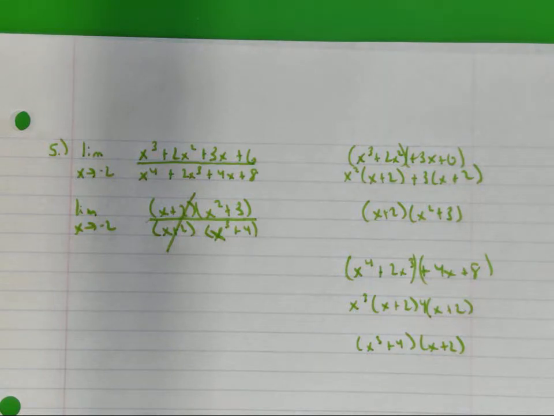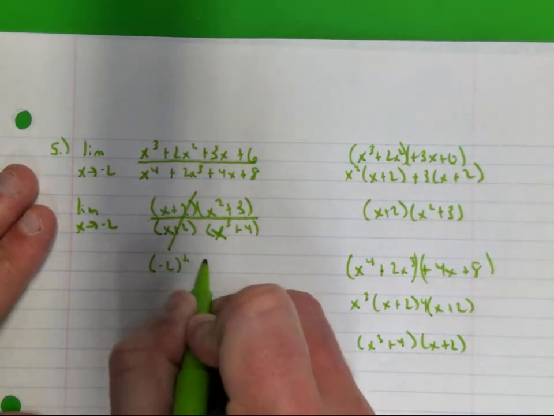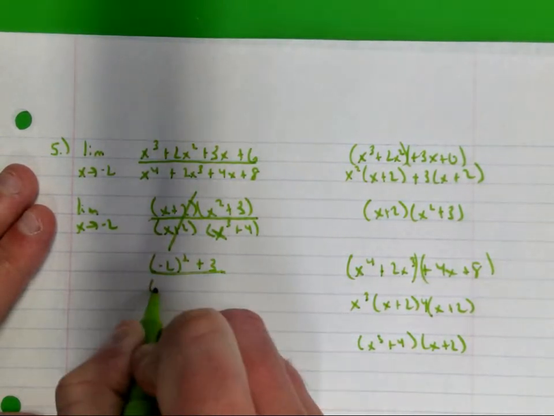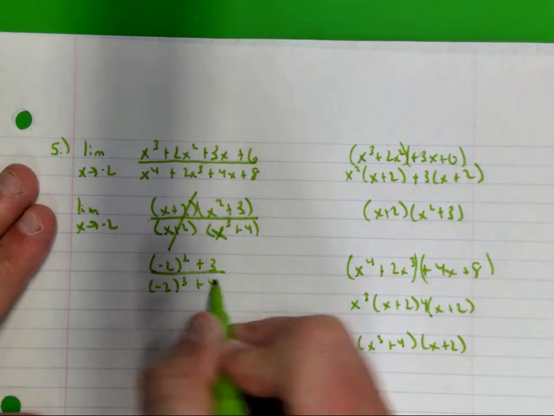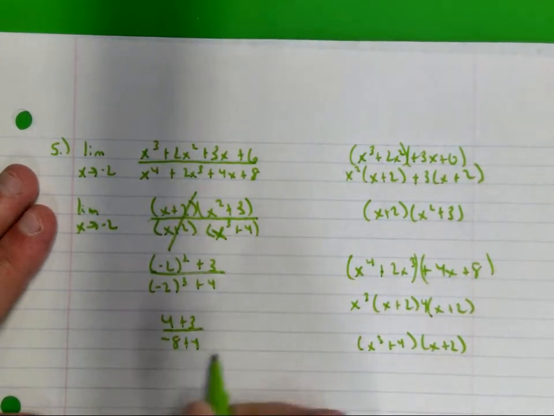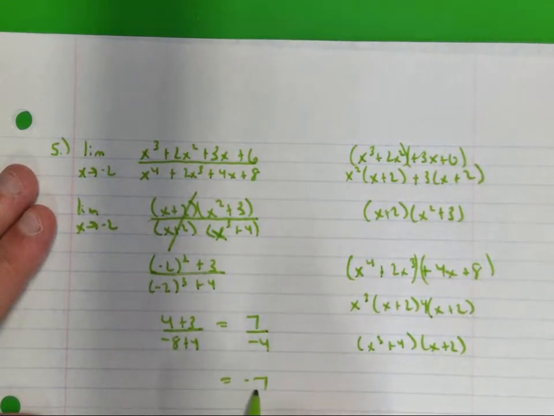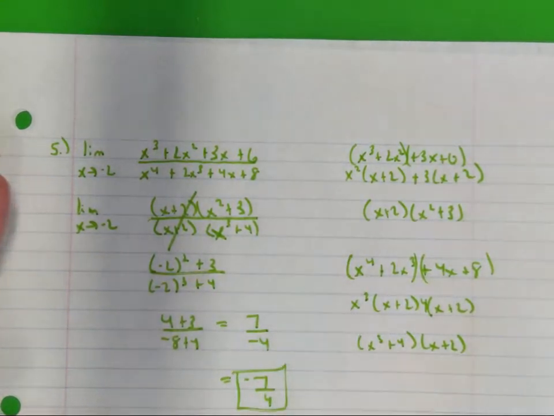Alright, so now if I plug negative 2 back in, negative 2 cubed will be negative 8. Negative 8 plus 4 is negative 4. Is it okay to have a negative 4 in the denominator? Yes, so let's finish the answer out. So, we got negative 2 squared plus 3 over negative 2 cubed plus 4. That gives me 7 over negative 4, which is equal to negative 7/4. That would be your answer.